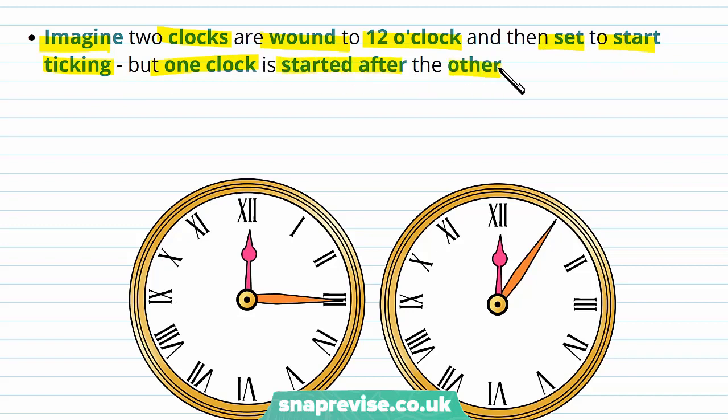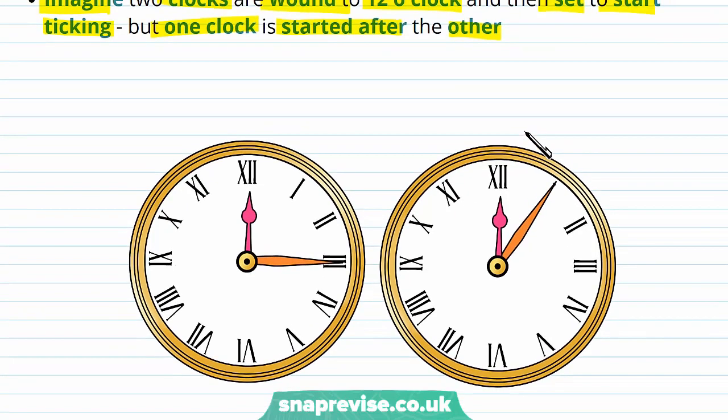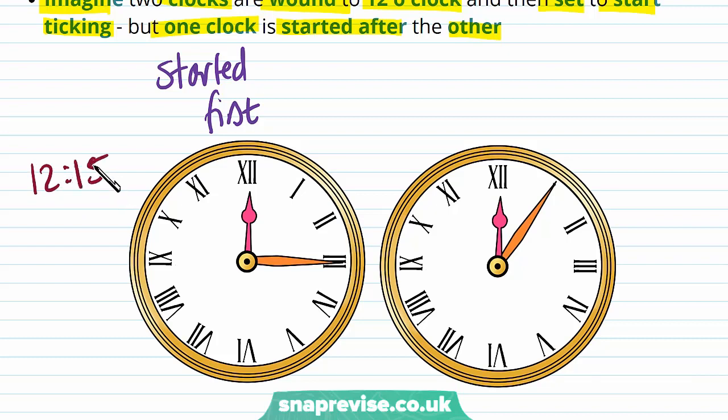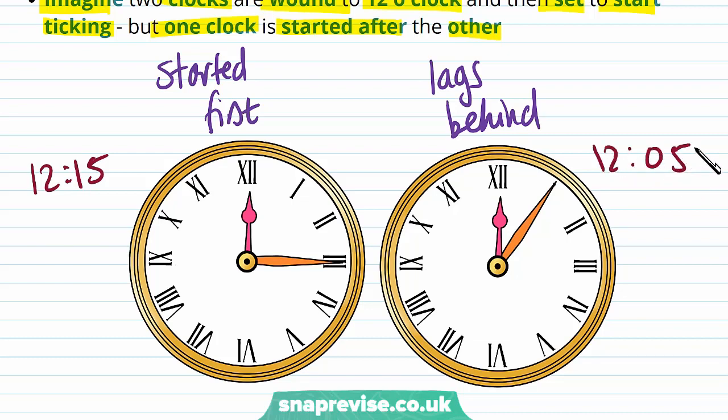Imagine two clocks are wound to 12 o'clock and then set to start ticking, but one clock is started after the other. So for example, let's consider the clock on the right, and let's say this one was started first. So we can see after starting this clock, after a certain amount of time has passed, it reads the time 12:15. Now let's consider this second clock, which we started later. So this one lags behind the first one. So when we read a time of 12:15 on the first clock, we read a time of 12:05 on the second clock, because the second clock was started after the first clock, so it's lagging behind it.